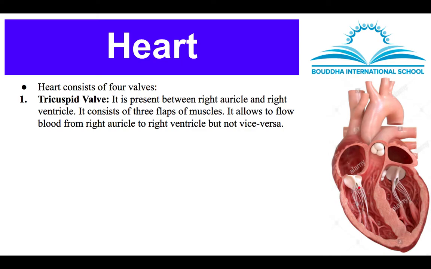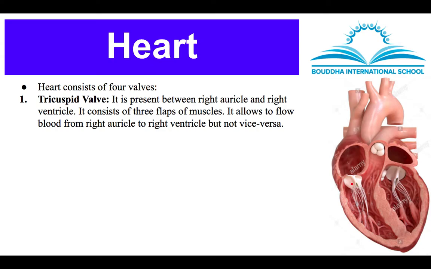This is called the tricuspid valve, and it is present between the right auricle and the right ventricle, which lies on the right side. So why is it called the tricuspid valve? Because it has three cusps. You can count: this is the first, this is the second, and this is the third. That's why it is called the tricuspid valve.